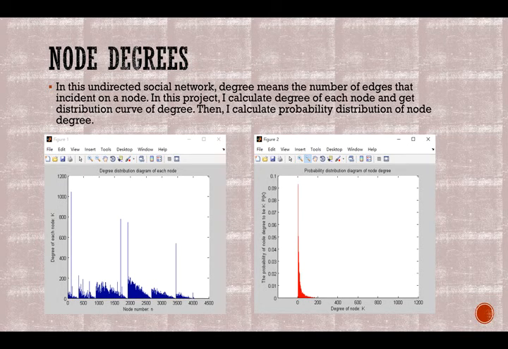In this undirected social network, degree means the number of edges that are incident on a node. In this project, I calculate the degree of each node and get the distribution curve of degree. The left picture shows the degree distribution diagram of each node, and the right picture shows the probability distribution diagram of node degree.